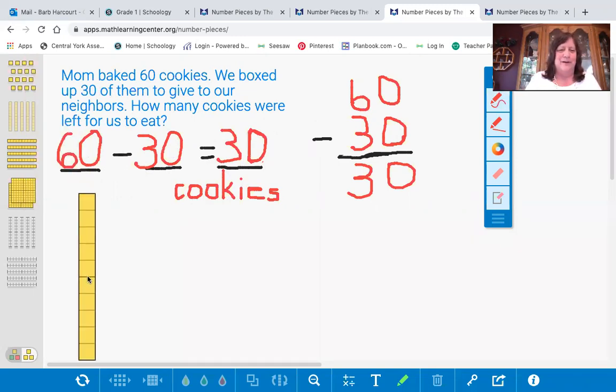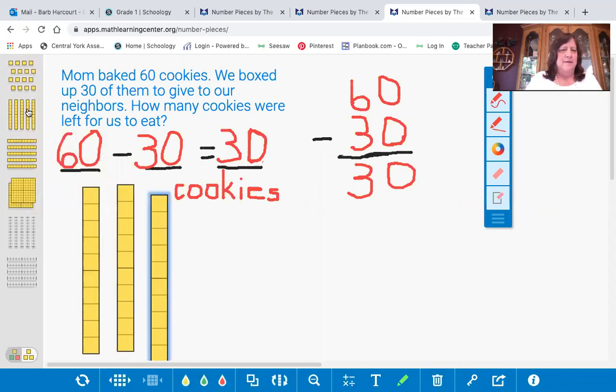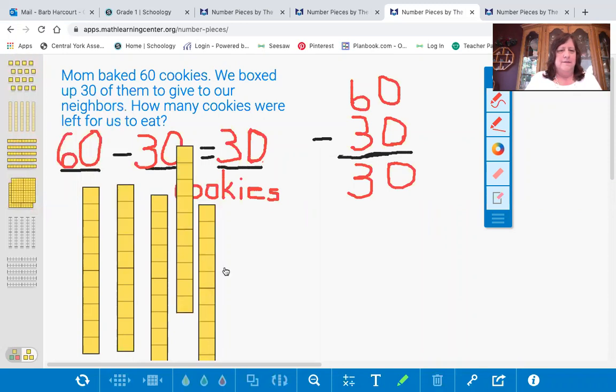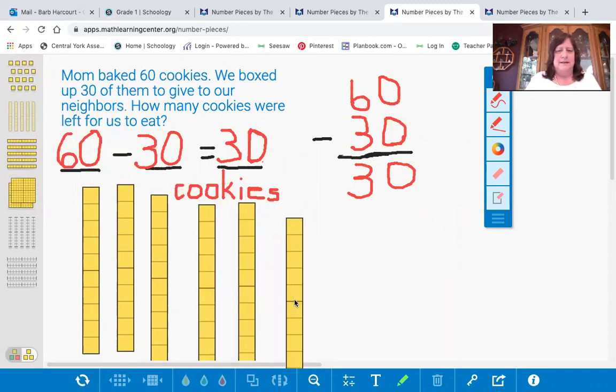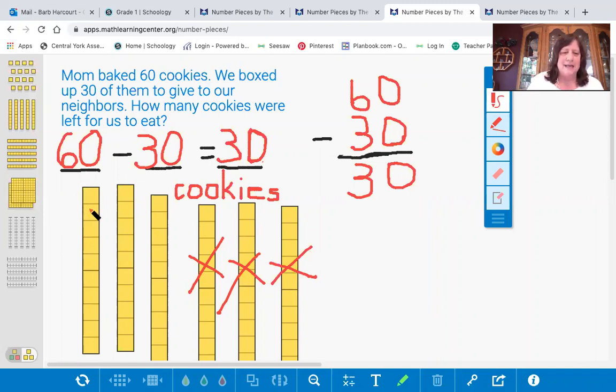Okay, so we start with our 60, which is 6 tens. 10, 20, 30, 40, 50, 60. There's our 60 cookies Mom baked. Then we boxed up, how many of them? 30. 10, 20, 30. Out of those 60 cookies, 30 were gone. How many were left? 10, 20, 30. Show my work to get my answer of 30 cookies.